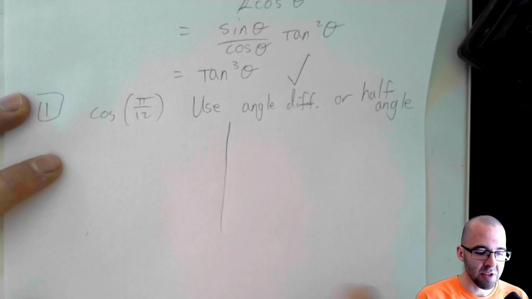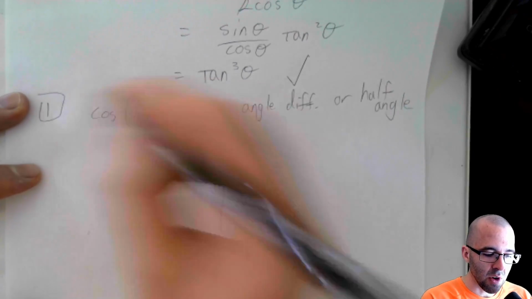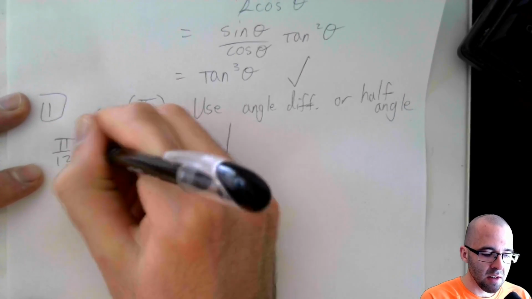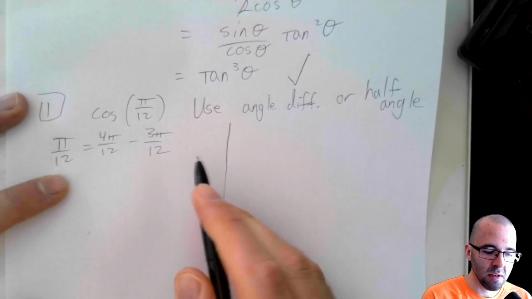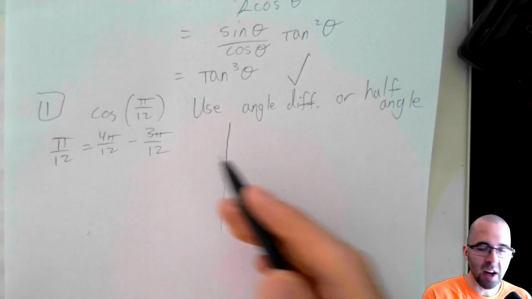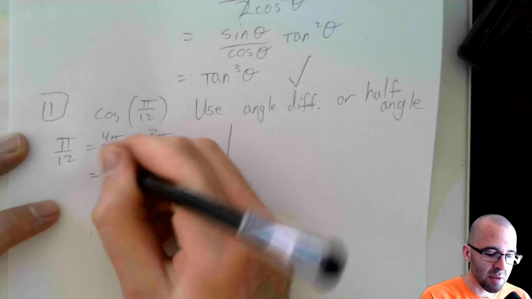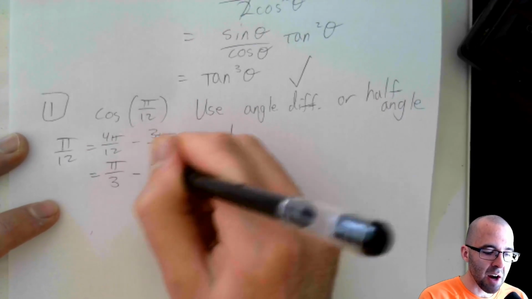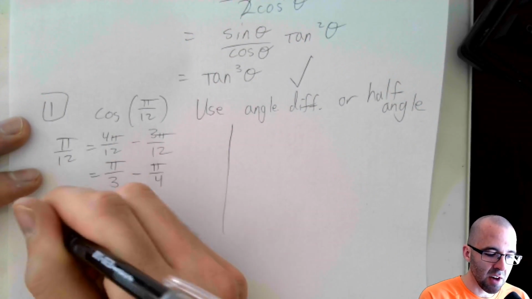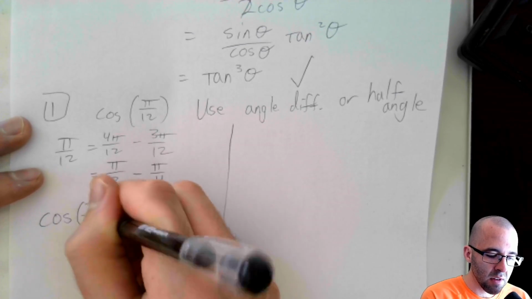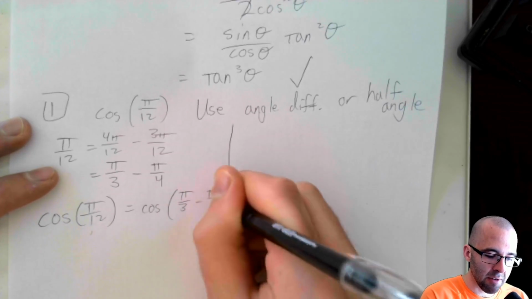If you use the angle difference, you need to write this as a difference of angles. So pi over 12 is going to be 4 pi over 12 minus 3 pi over 12. We're kind of going backwards. What is 4 pi over 12? That reduces to pi over 3. This reduces to pi over 4. And we know both of these angles. So we could use the angle difference formula here and say cosine of pi over 12 is just the cosine of pi over 3 minus pi over 4.